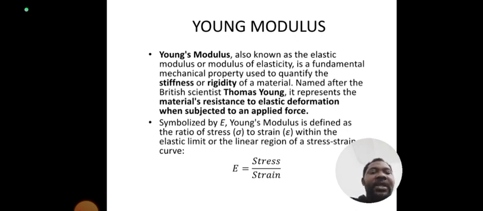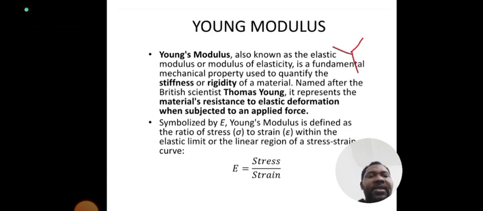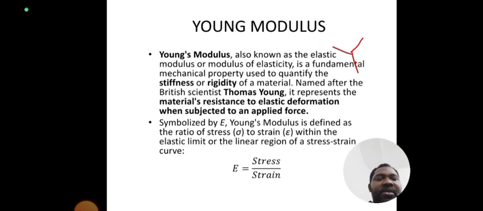Now, it is symbolized by E or Y, sometimes we use Y to symbolize it. So kindly note that. It's defined as the ratio of stress to strain. I already explained what stress is and what strain is in the previous videos. This applies within the elastic limit, or the linear region of the stress-strain curve. So that's the formula: E equals stress over strain.